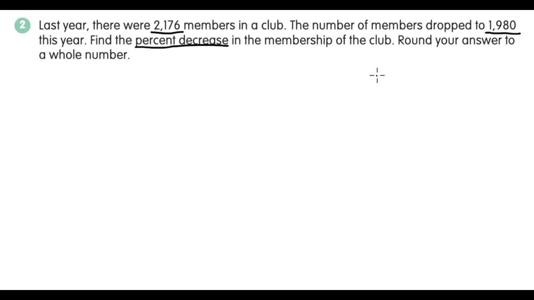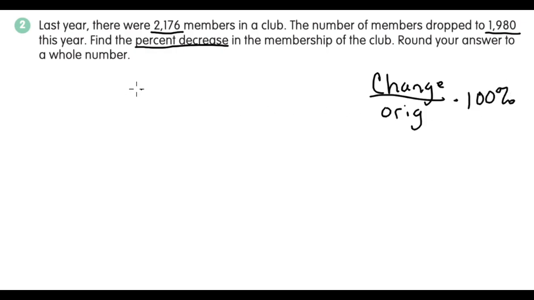So we want to again use our formula of change or difference divided by the original, and then multiply that by 100% to change it into a percent. If we set this one up, our change would be 2,176 minus 1,980, and this is going to show us how many members left the club going into this year. And when we get that number, we're going to divide it by 2,176 because that was our original.